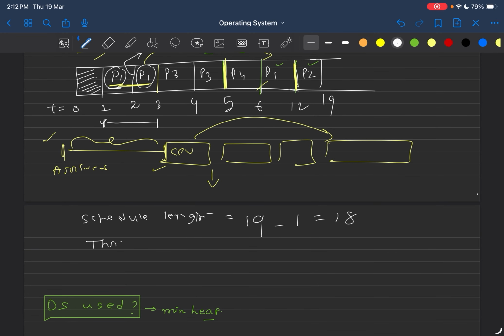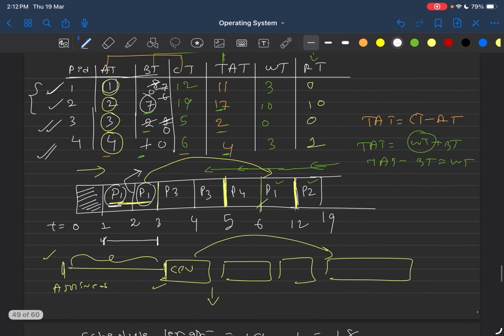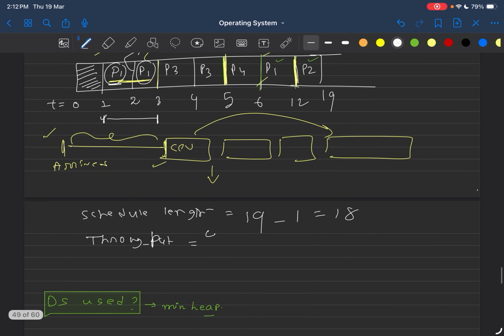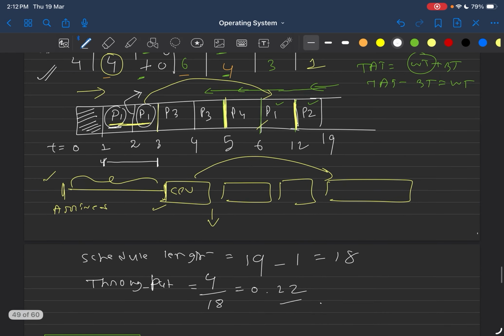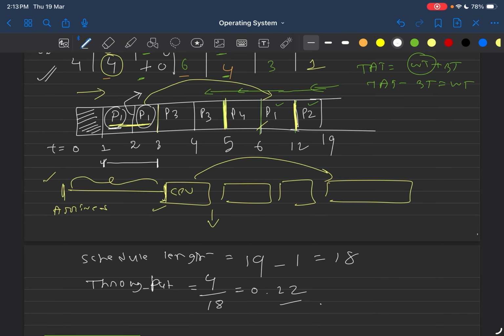What is throughput? Please bear with my handwriting. Throughput is the number of processes divided by the schedule length. What is the number of processes? That is 4, divided by the schedule length. How much is it? 0.22. Alright. So this is one more example of shortest remaining time first. Now I hope the shortest remaining time first algorithm is much clearer to you. Please let me know in the comments if not.